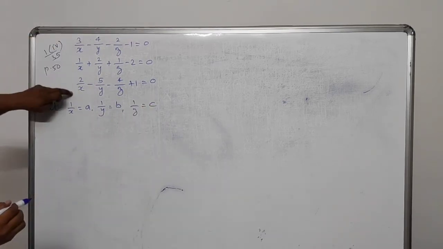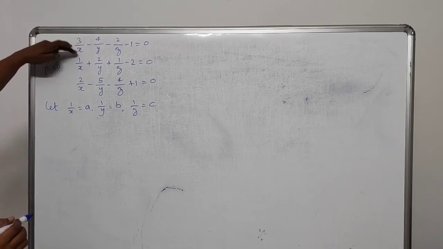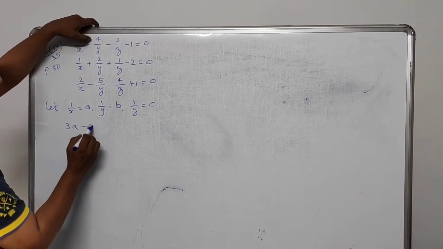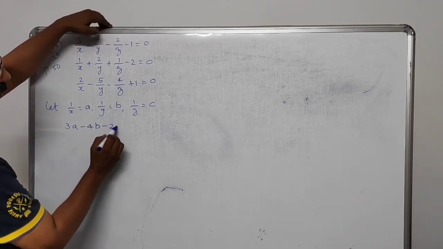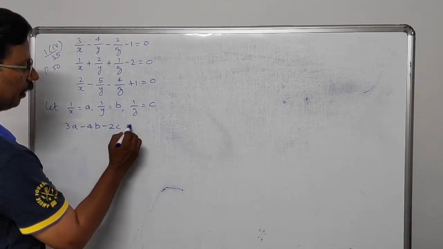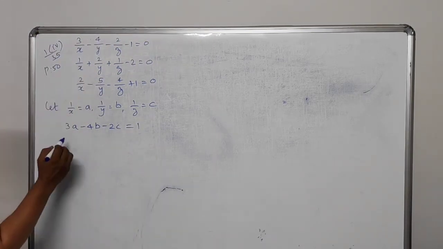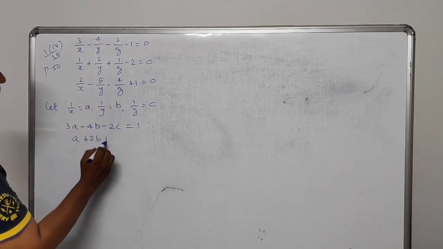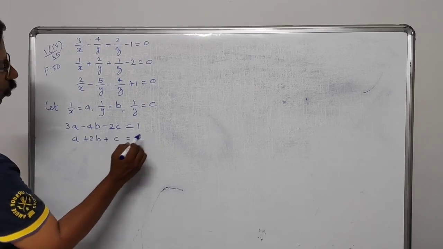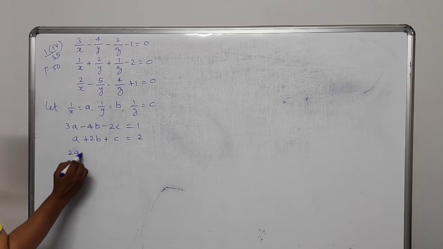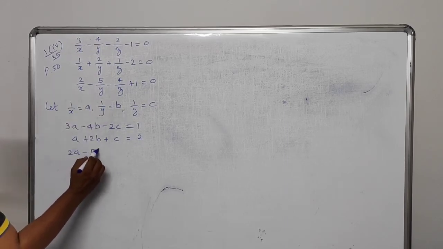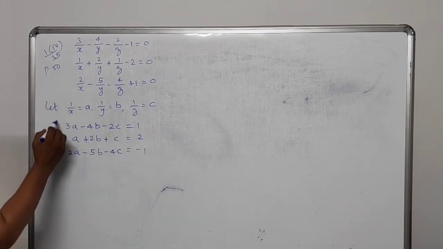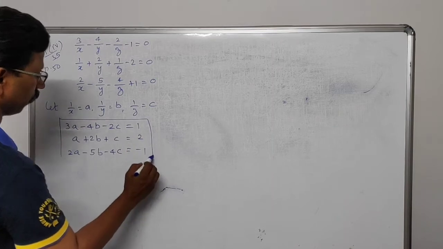Now, these three equations can be written as: 3 into 1 by x means 3a, then minus 4b, then minus 2c. You can take this minus on the right hand side, it becomes a plus 1. The second equation: a, then plus 2b, then plus c, which is equal to 2. The third equation is 2a, then minus 5b, minus 4c equal to minus 1. Now, these are the new equations we obtained.